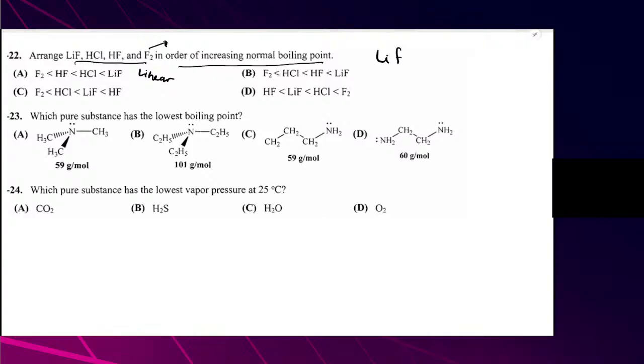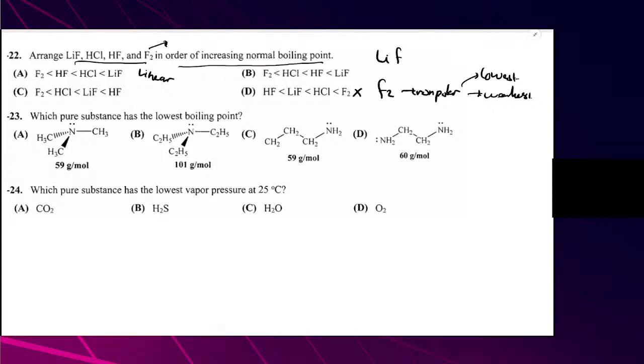Now the key concept is boiling point and intermolecular forces. So now let's take a look at them one by one. Because F2 is non-polar, F2 will be the weakest one, so the lowest boiling point. So we should start from F2. We can eliminate this one.